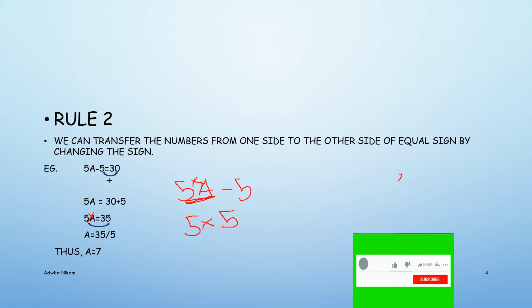Let's check how. 35 divided by 5. Okay, so 5 sevens are 35, right? Am I correct? Yeah. Okay, so 35 minus 35, of course it will be 0. So this means a equals 7 is correct. Our answer 7 is correct. So, did you understand rule number 2? I hope so.